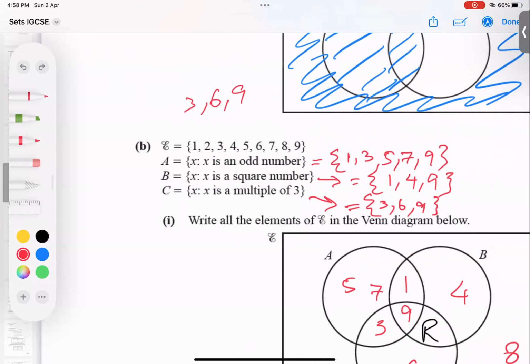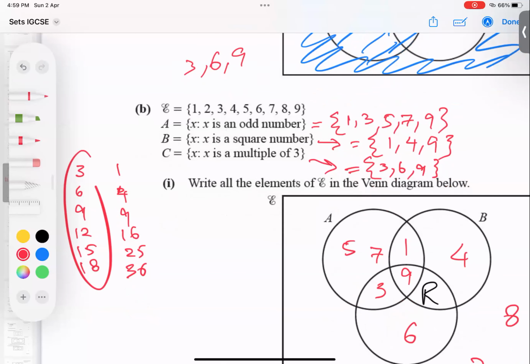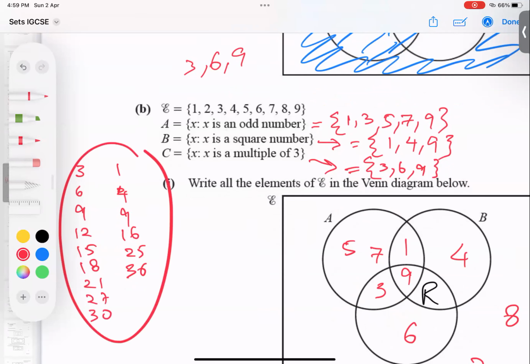So multiples of 3, I'm writing: 3 1s are 3, 3 2s are 6, 3 3s are 9, 3 4s are 12, 3 5s are 15, 3 6s are 18. And square numbers are 1 square 1, 2 square 4, then 9, then 4 square 16, 5 square 25, then 36. Up till here, except 9, nothing matching. So I have to go further with multiples of 3. 3 7s are 21, 3 8s are 24, 3 10s are 30. Up till here, no resemblance.